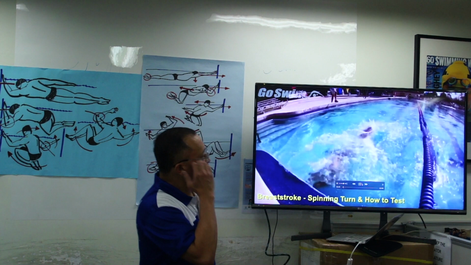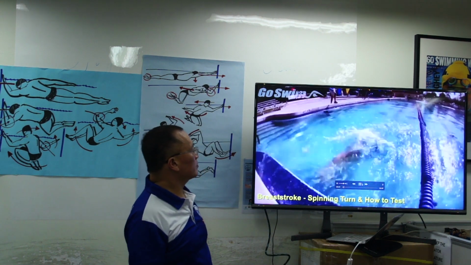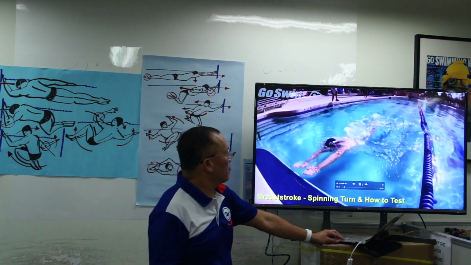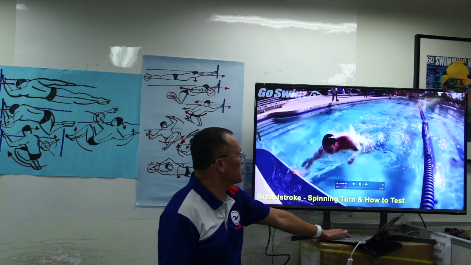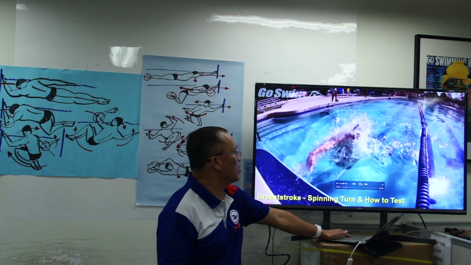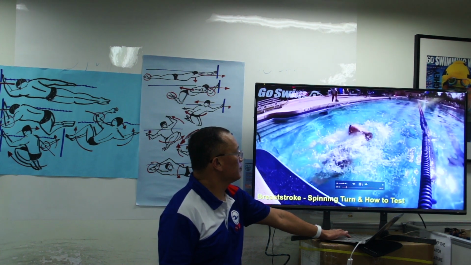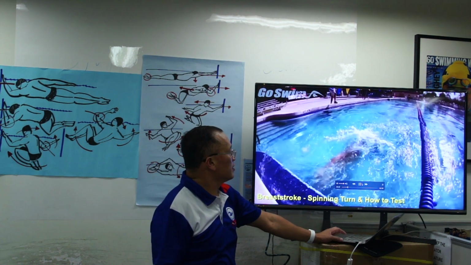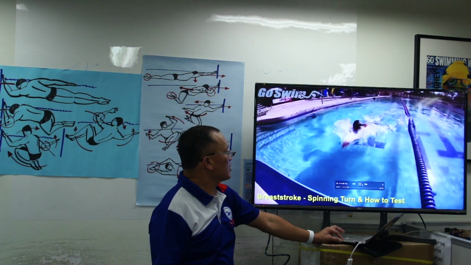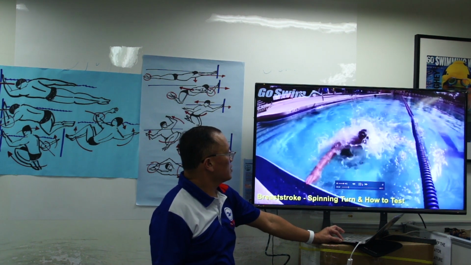Okay? Focus on that. Two hands touch, and as soon as you touch the wall with two hands, quickly get off that wall with that one hand and coming in. Okay? See that torpedoing arm over the water as you come in. Watch again. See that elbow?